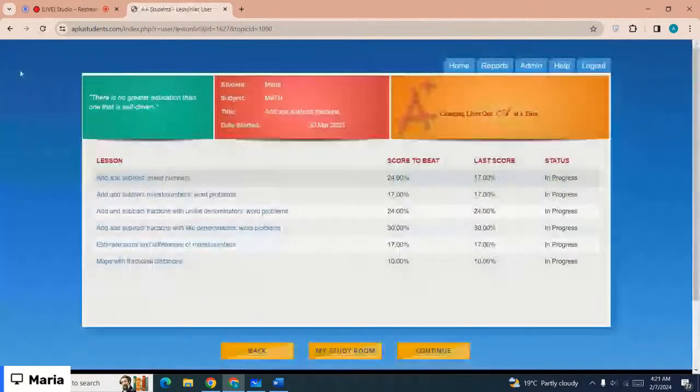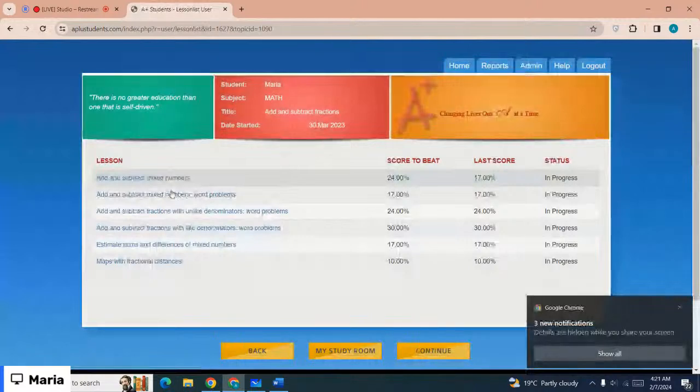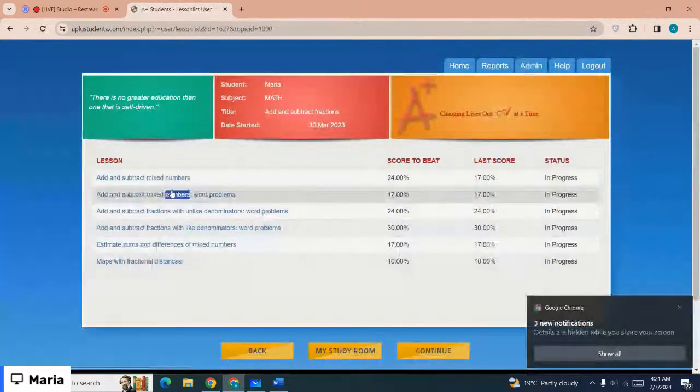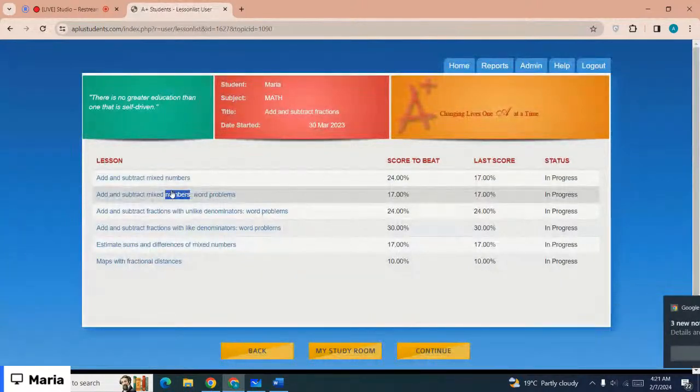The next one is add and subtract mixed word problems. We'll do just 2 lessons today because it is difficult for you to understand like this.